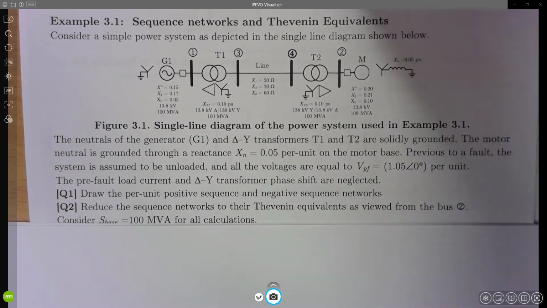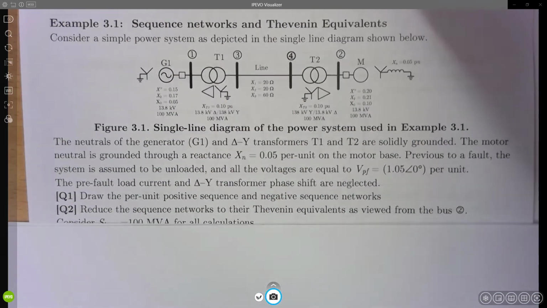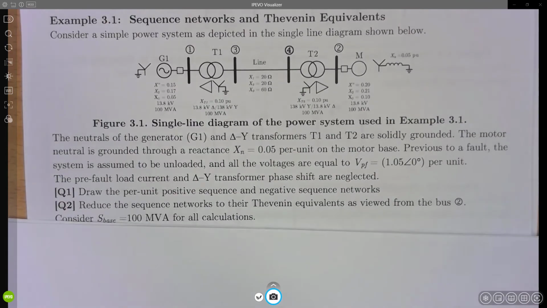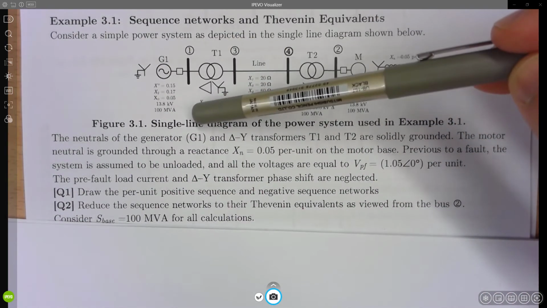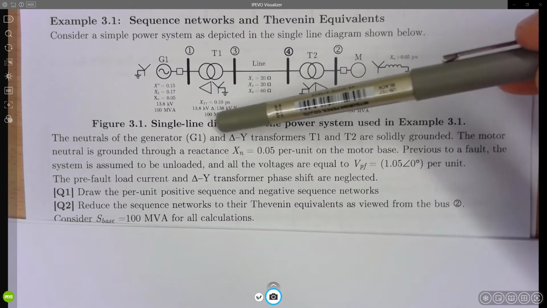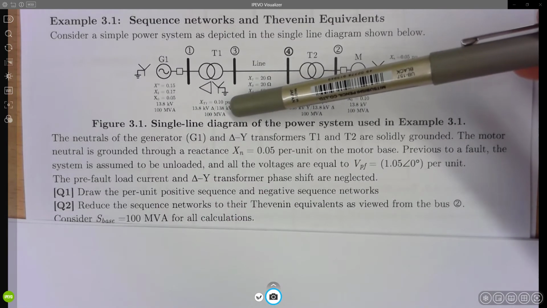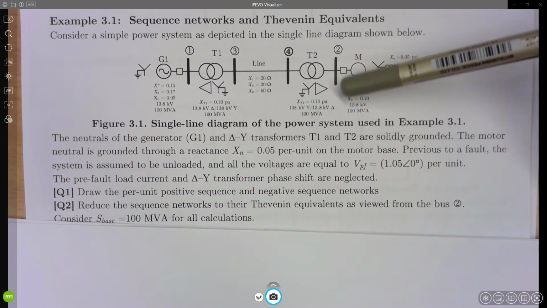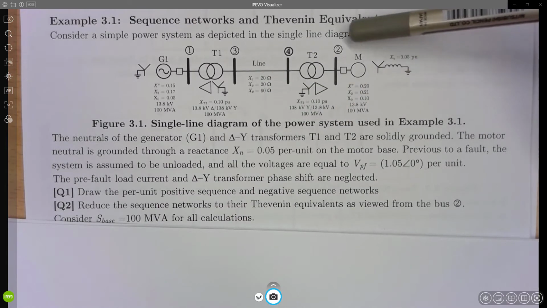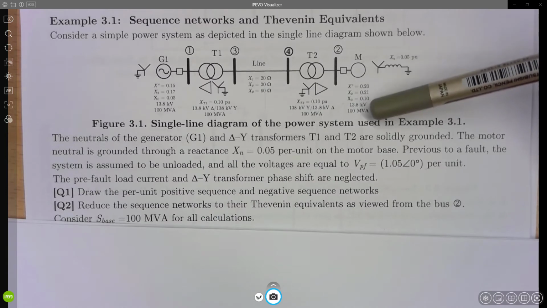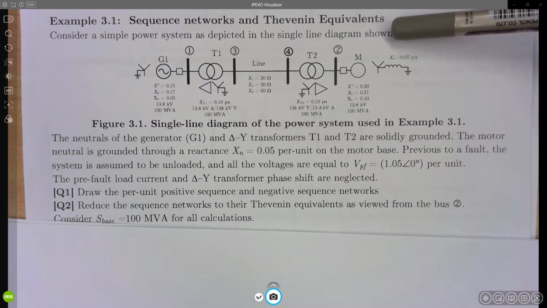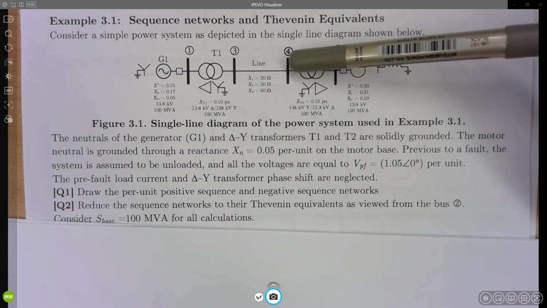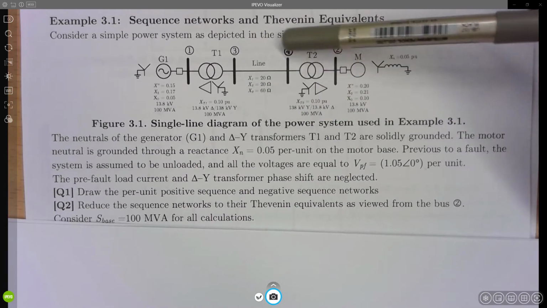Let's start to do calculations here. The first step is to realize that the per unit values of the generator are on 100 MVA, at the transformer again 100 MVA, and at the motor again 100 MVA. That means the generator, transformers, and the motor don't need any per unit transformation. The only exception here is the transmission line.